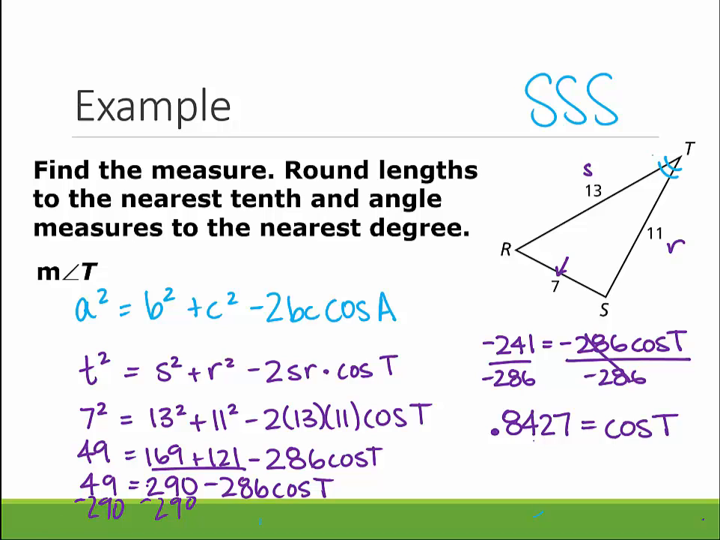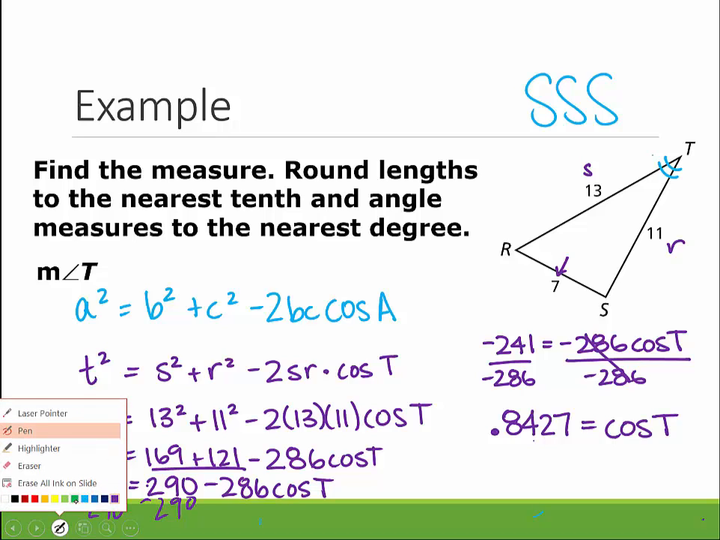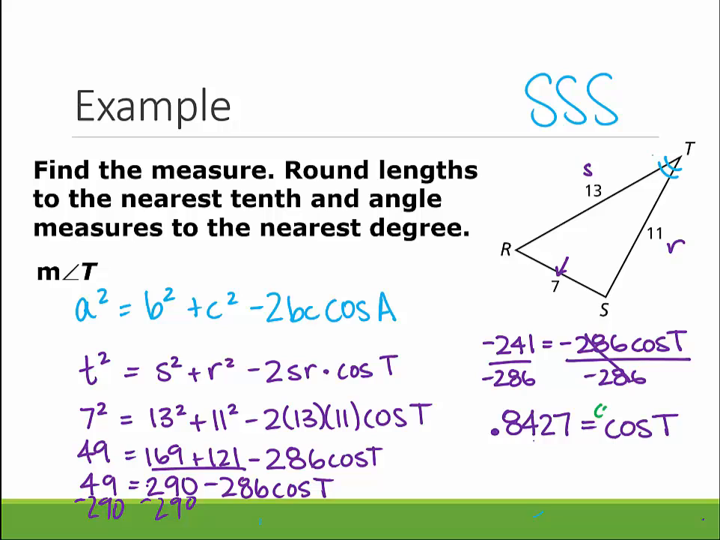Now I'm going to leave that in my calculator so that I don't have to round. But remember, the opposite of cosine is the inverse cosine. So that's what I'm going to take the inverse cosine of. And I end up with 32.6 degrees. But it said to round to the nearest degree, so we'll round up to 33 degrees is how big this angle is.